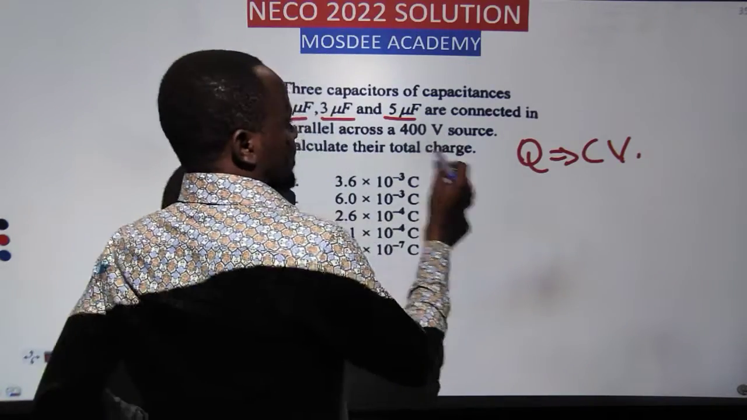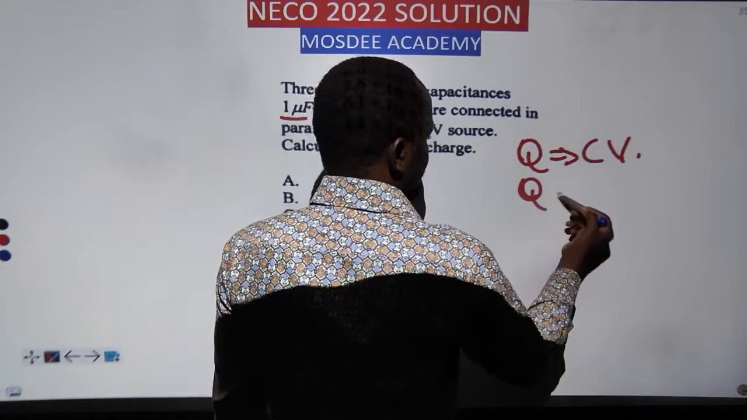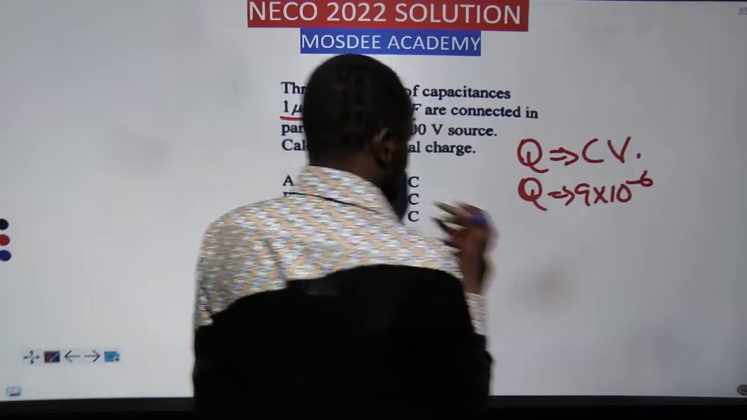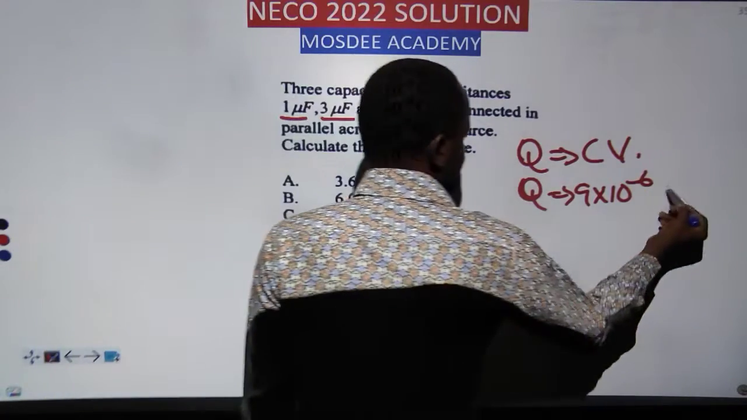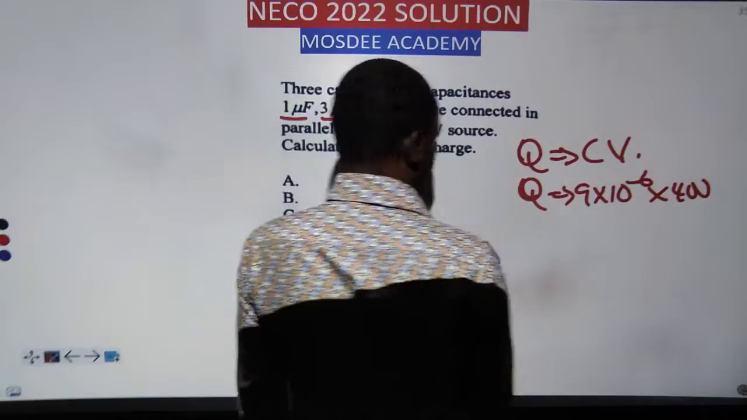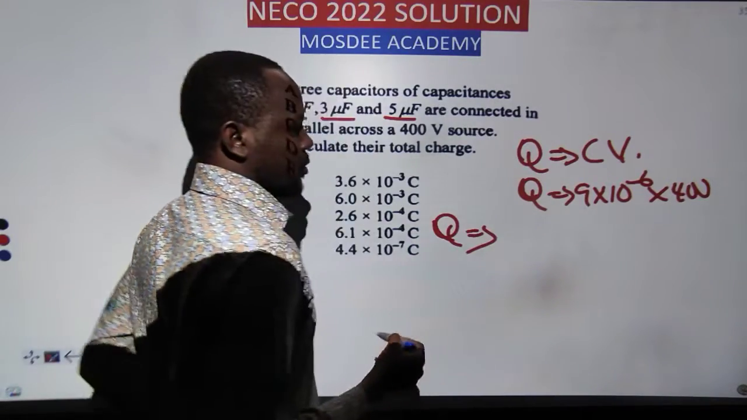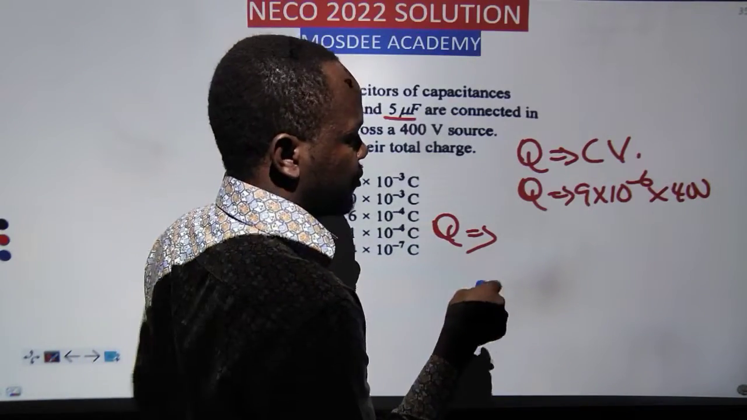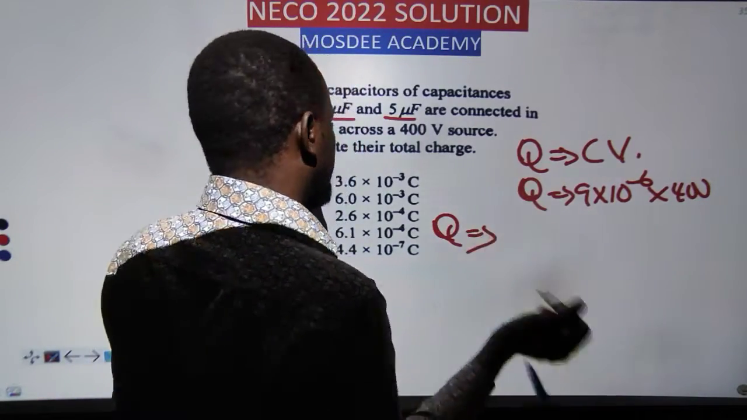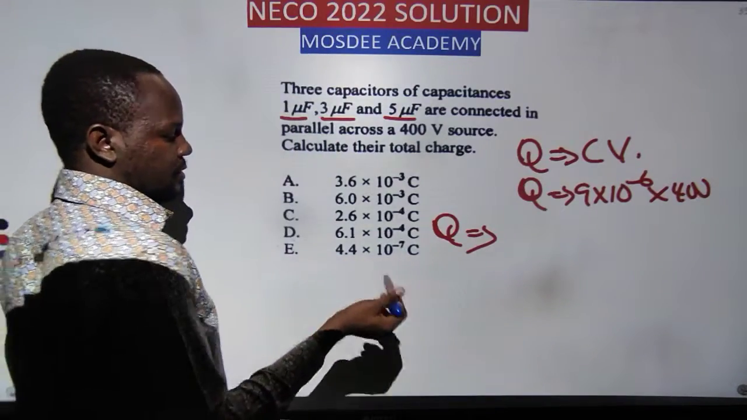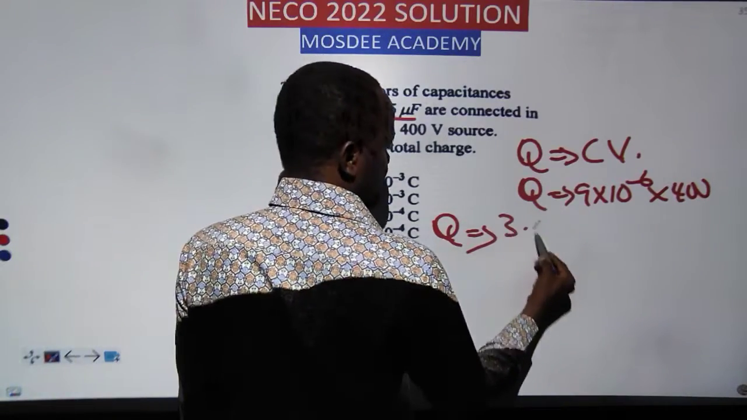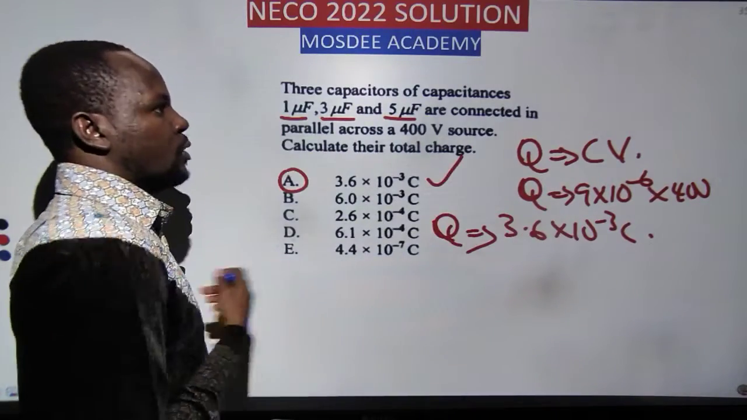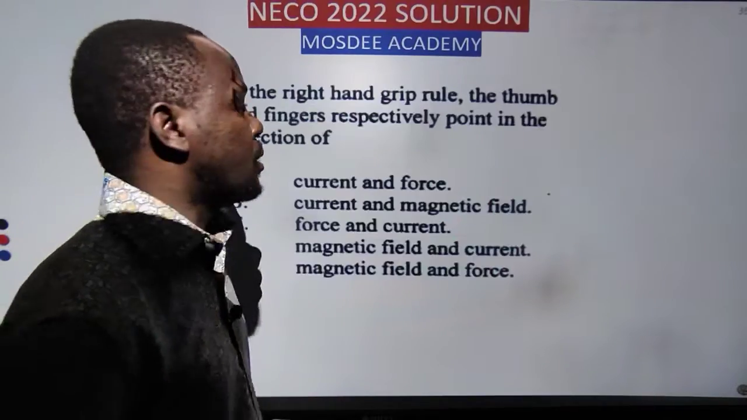So now I'm looking for the total charge. Q equals, the capacitance is 9 microfarad now. So charge Q is equal to 9 times 10 to the minus 6, times 400. The rest is for you to calculate. 9 times 4 is 36, that's 10 to the power 2, so 36 times 10 to the power 4, which is 3.6 times 10 to the power 3, times 10 to the minus 6. 3.6 times 10 to the minus 3 coulombs is what we're going to get. So this answer is correct. We can move to the next one.